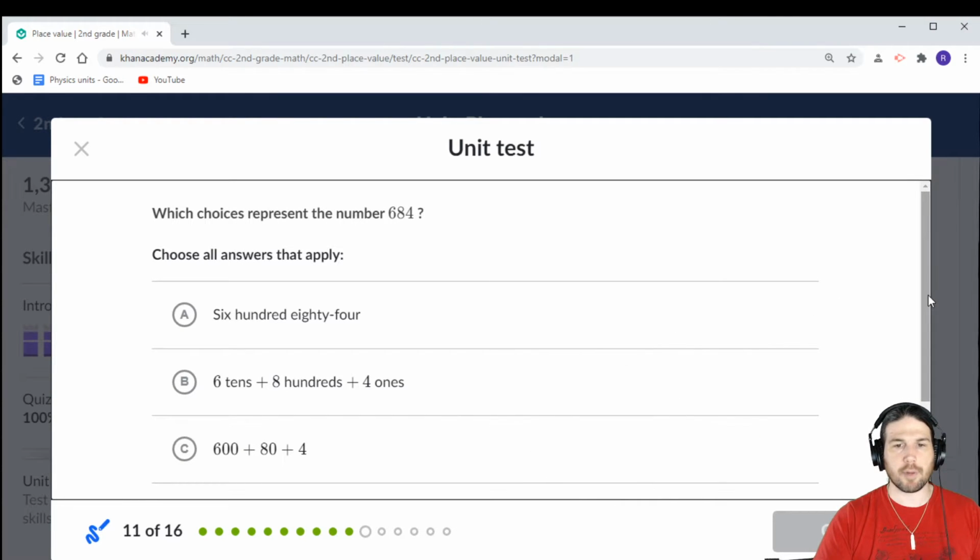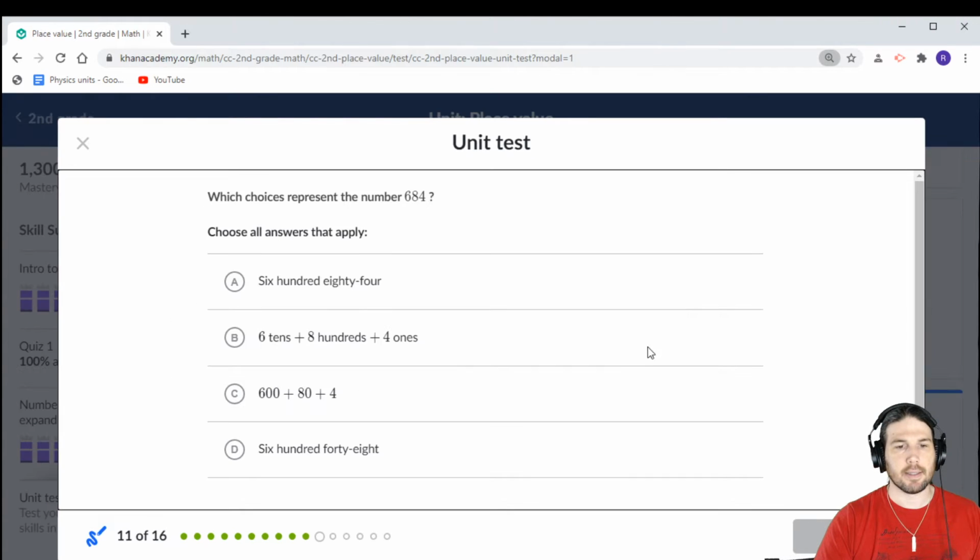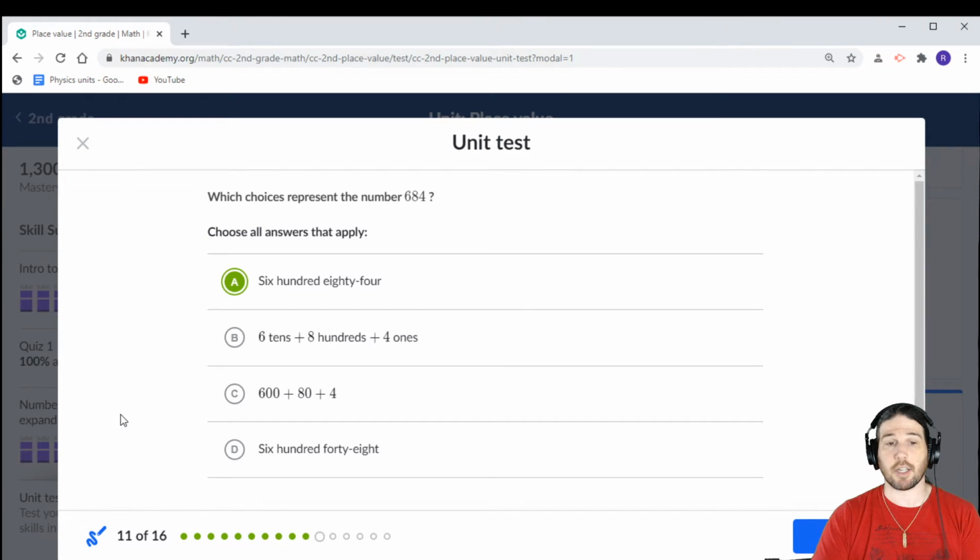Which choices represent the number 684? Choose all answers that apply. So 684. Well, I should probably stop saying the number out loud if I'm going to try to quiz you. It's obviously 684, but it's also 600 plus 80 plus 4. This one, B, is almost correct. They just switched tens and hundreds.